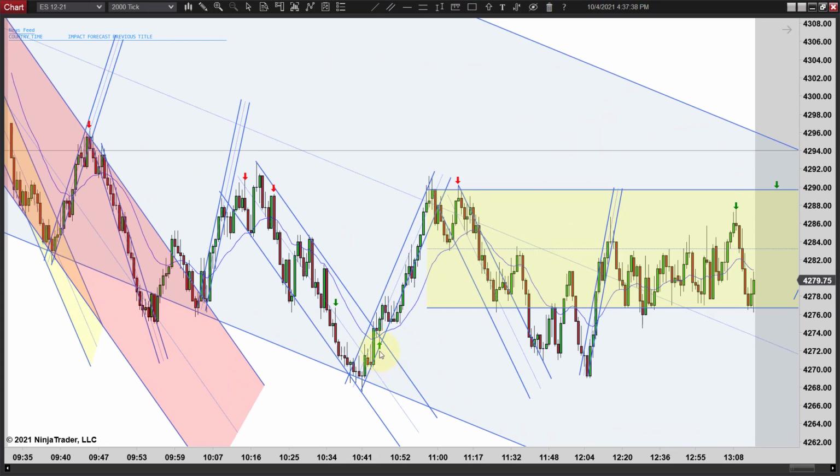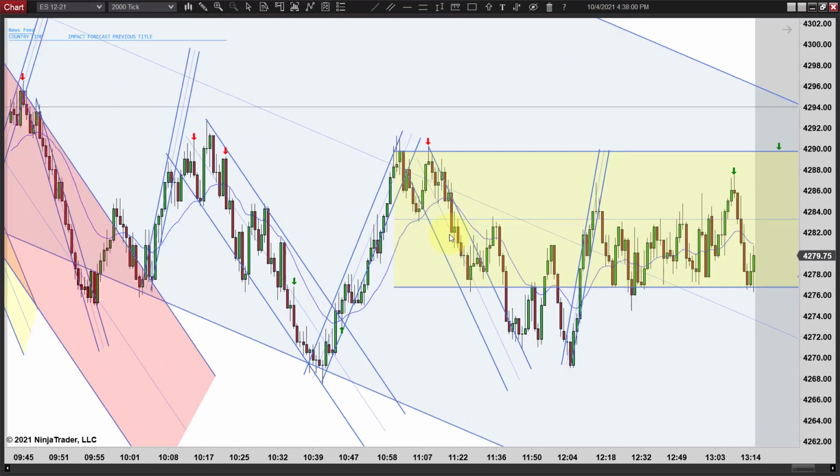So a lot of times you can get a really big runner off one like that. And you see it does run pretty well, but it comes back and takes out all the runners first. But you get a couple of little closes outside here before it moves on up. And you actually get a second entry here that you might have taken since it bounced off the EMA if you had a decent signal bar, which you don't.